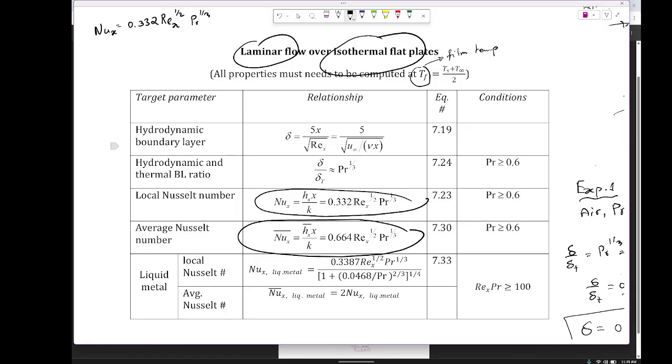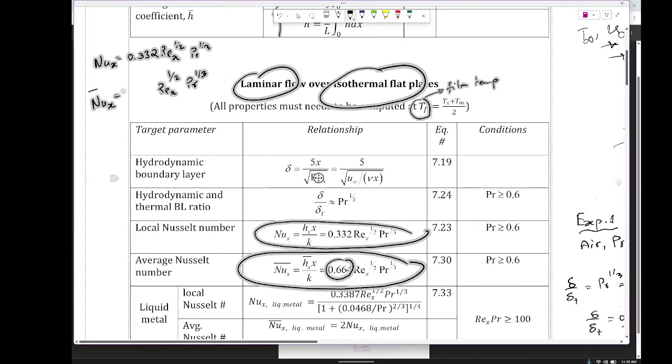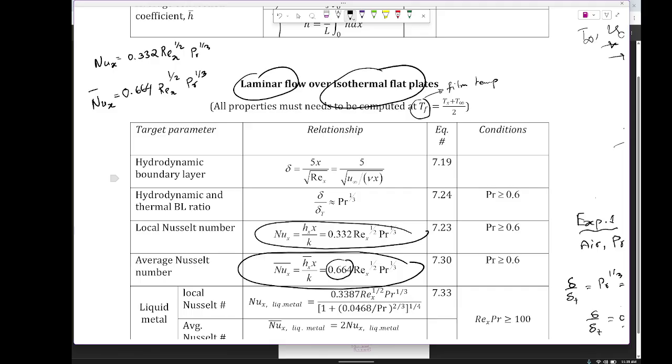All right. So what if I put this bar on the top? Take a look here. If I put a bar on the top, this value is no longer 0.332. What is that value now? It's twice. So if you are interested to find the average Nusselt number, this is twice. And you might notice here already, if you have a bar, you have an h bar x divided by k. If you don't have a bar, h x over k.